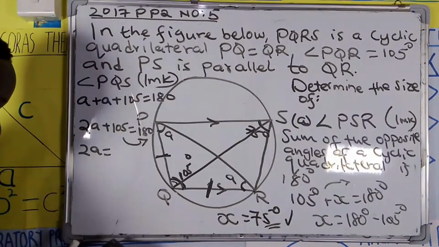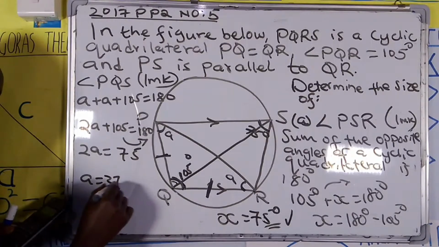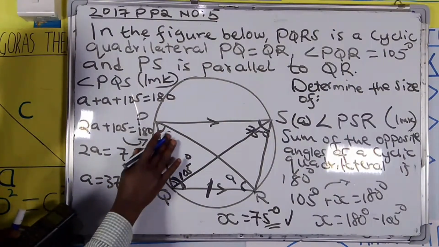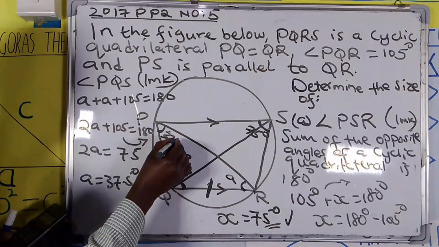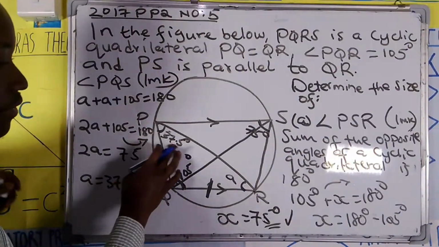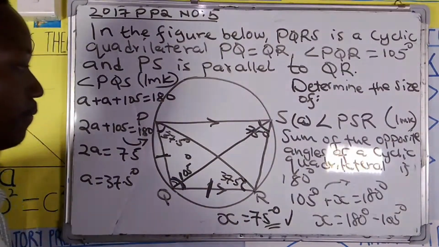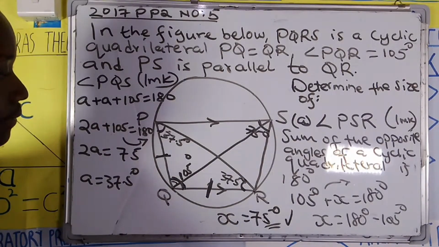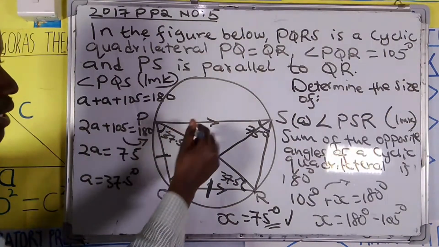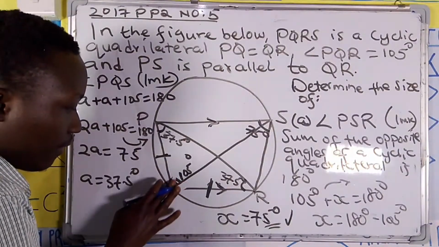Then 75, we divide by 2. We will get A is 37.5. So this angle alone here will be equal to 37.5. So when we get this angle is 37.5, also this one here will be 37.5. So if you check this one clearly, you will realize that these are parallel lines. These two are parallel lines. The whole of this angle is 105.